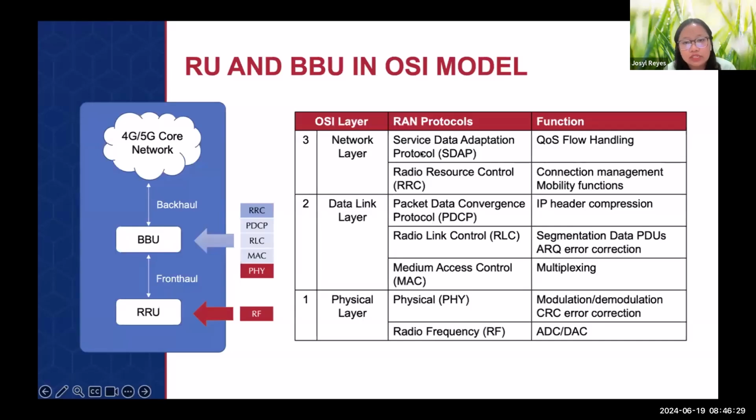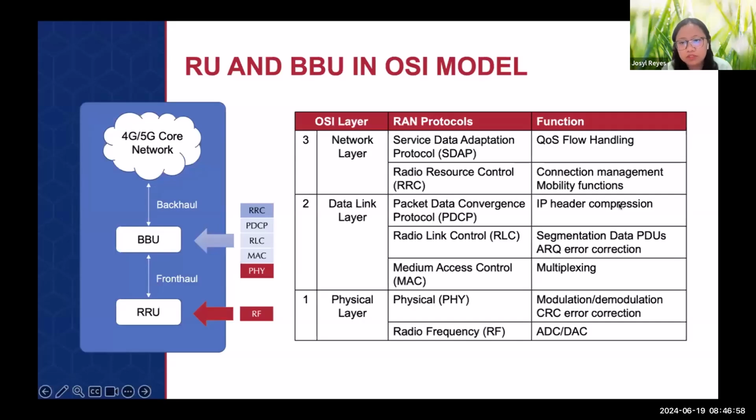For the network layer, we have the SDAP, the Service Data Adaptation Protocol. This one is focused on quality of service flow handling. And then we have the Radio Resource Control, or RRC, more on the connection management and mobility functions. PDCP, for IP header compression, since we're coming from the network layer going down. So usually in the network layer, there's IP addressing.